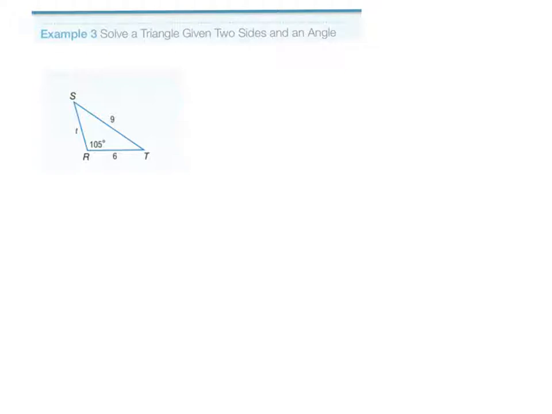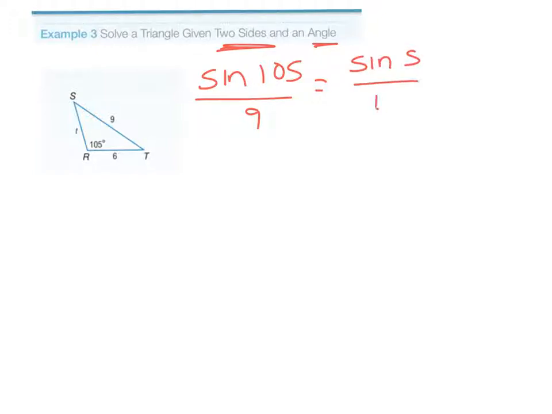What we're going to do is, we have quite a few steps. When we're given two sides and an angle, we have to find this side, and we need to find the angles. So the first thing I'm going to do is use what I know, which is sine 105, because it's given, and it's over 9. And the only other thing I know is the 6. And since 6 is the sine of S, I have to figure out the sine of S with the 6.